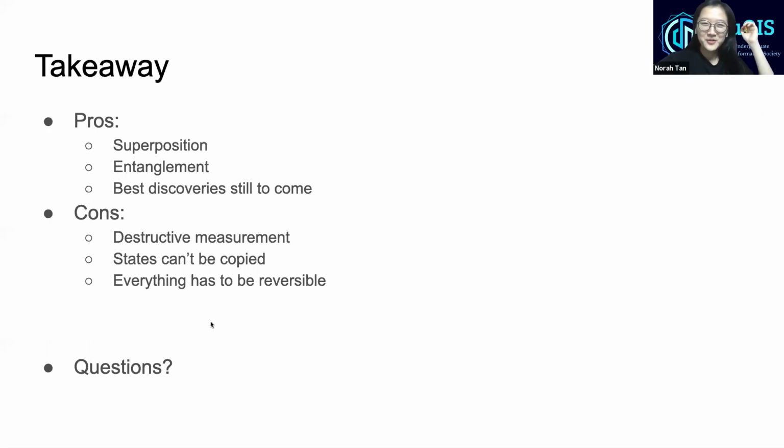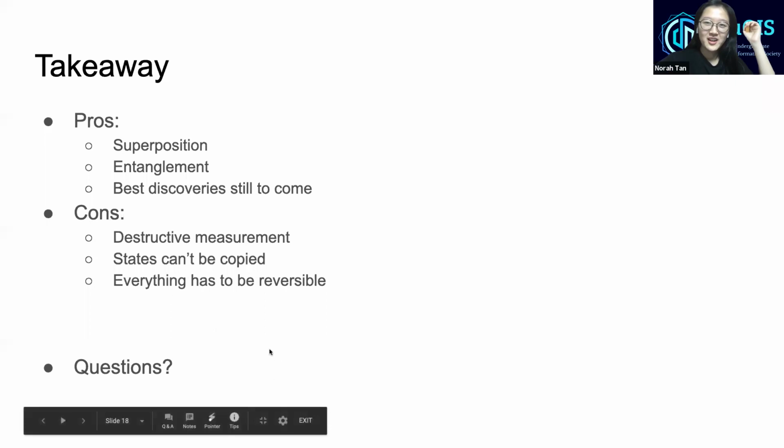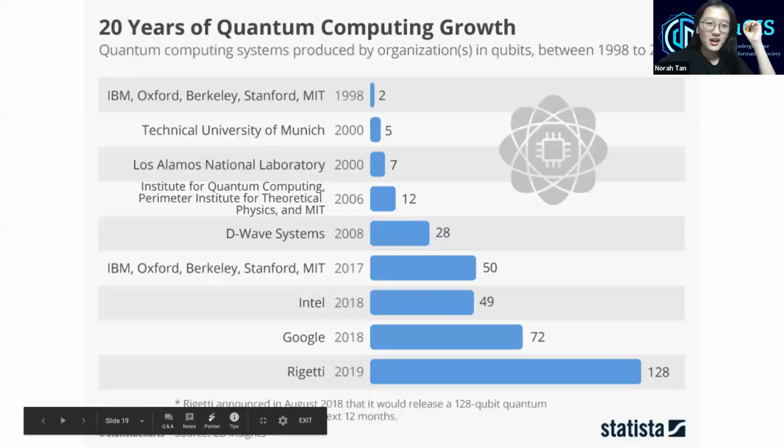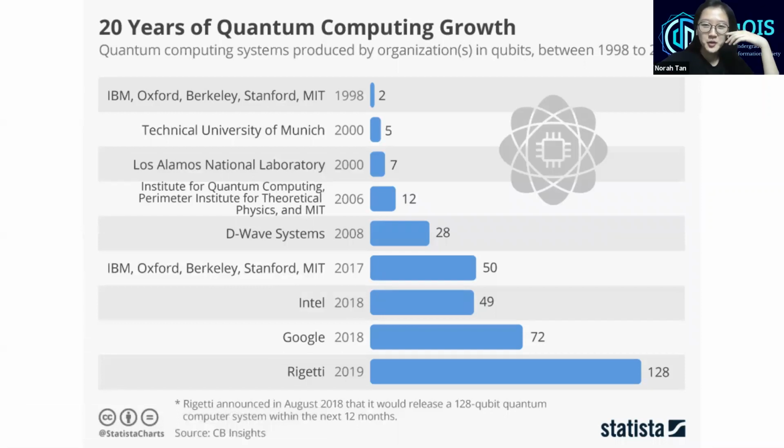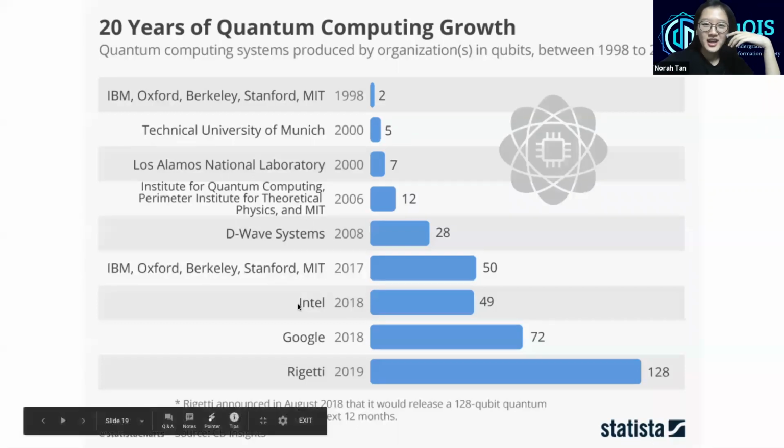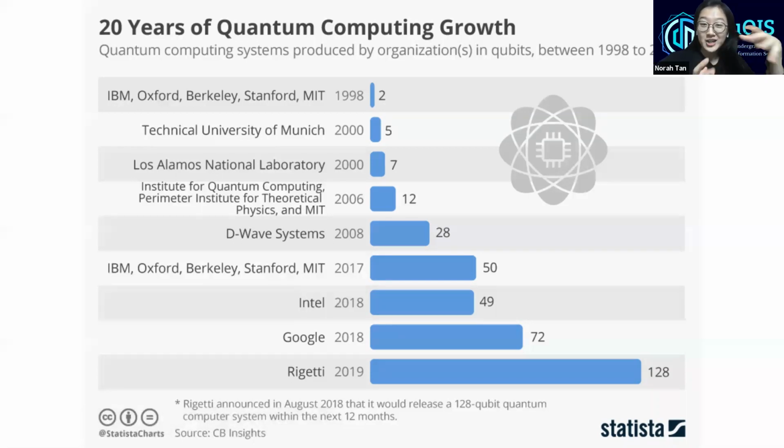Okay, cool. So the number of qubits of a quantum computer is a really important metric of its computational power, because naturally, the more qubits it has, the more powerful it is. So let's take a look at this graph of the 20 years of development of the quantum computing industry.